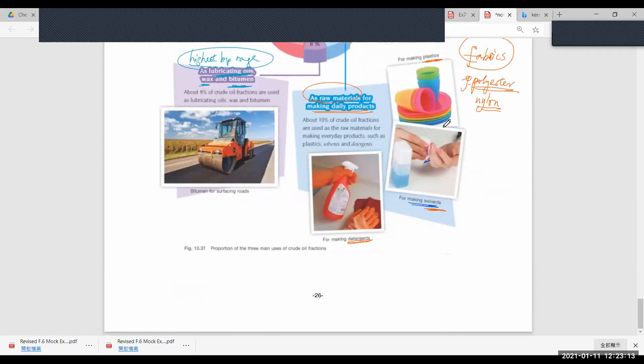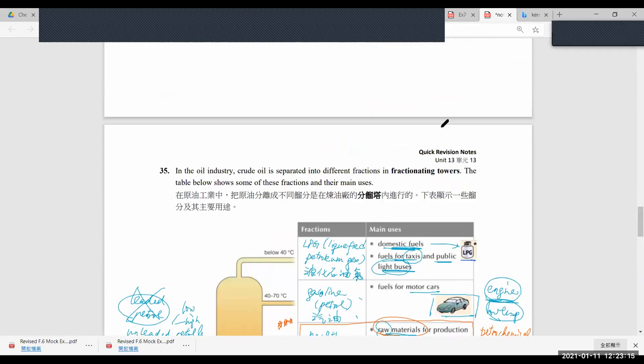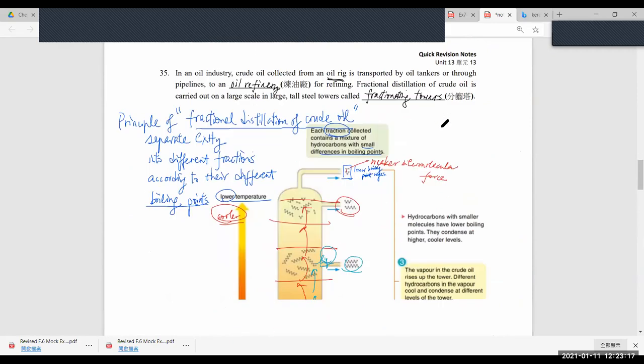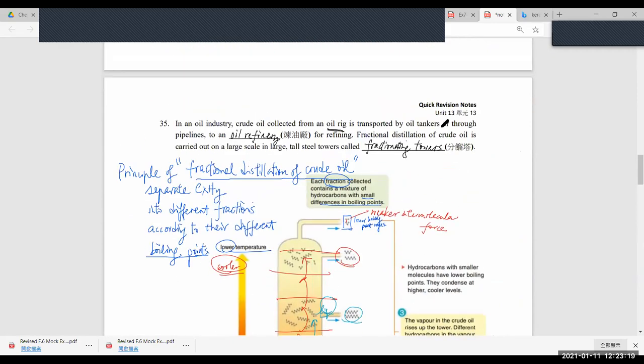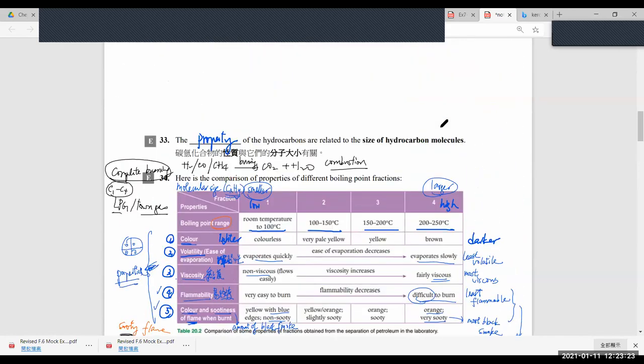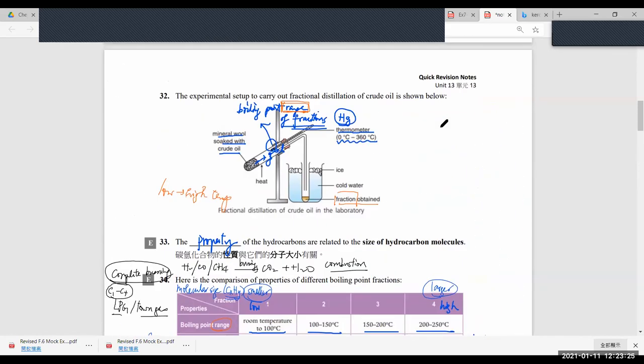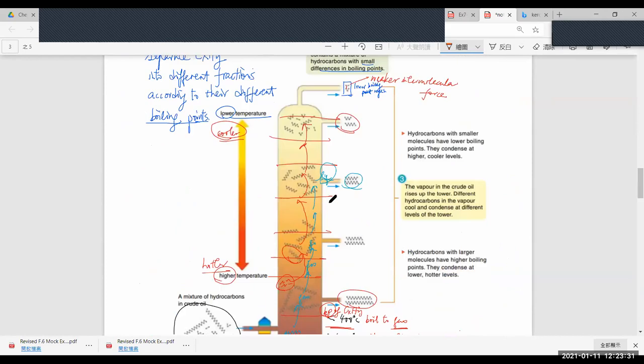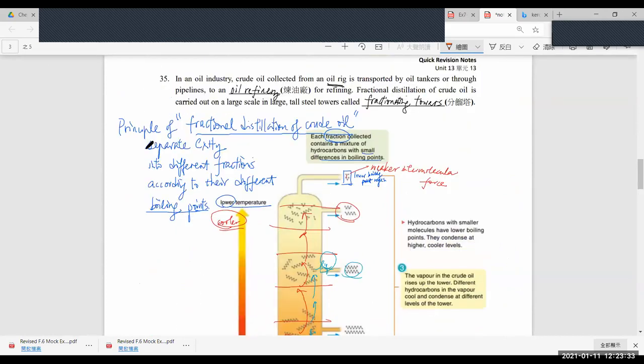So this is what that end stage, this part of crude oil. Shall we have a summary on that? First of all, we just mentioned the fractional distillation of crude oil that can be carried out in the school lab or industrially. The principle is to separate the hydrocarbons into different fractions according to different boiling points.